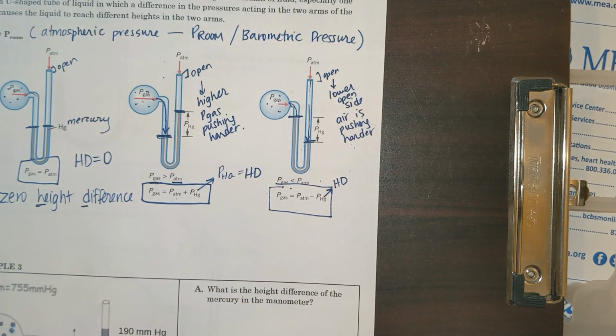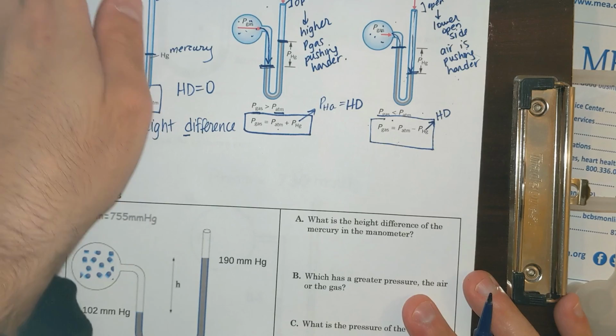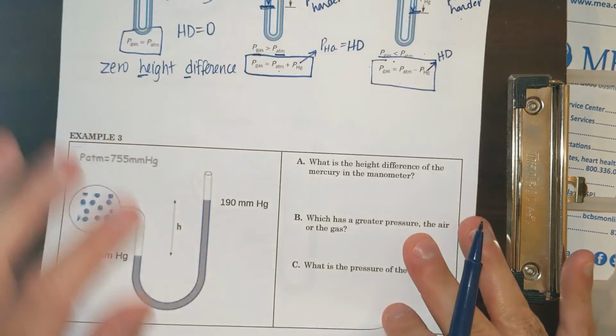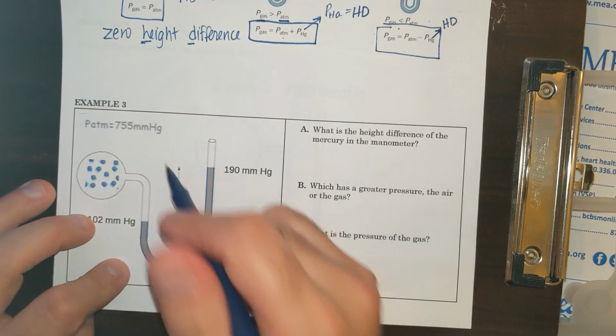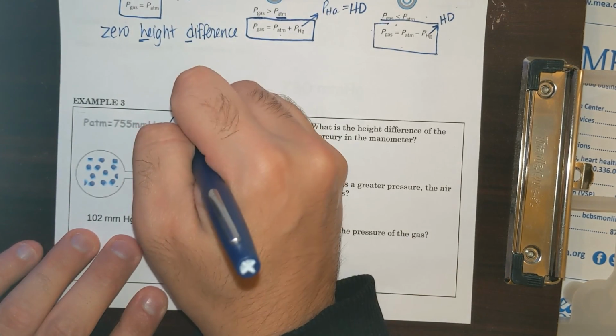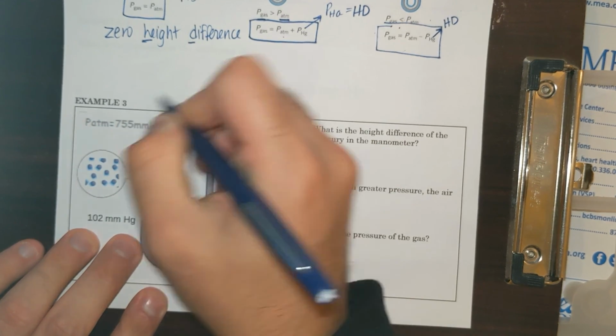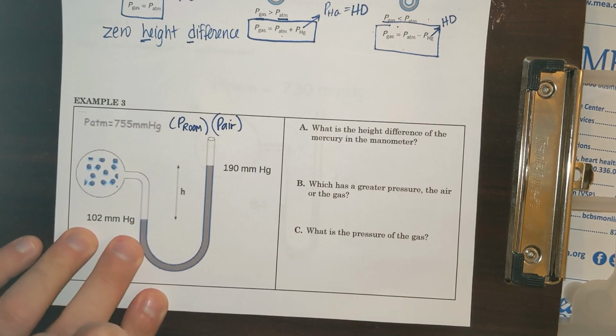Okay, and so now let's do a couple of examples where I use these 3 things, because that might not make sense until you actually see it. So here's example 3, and this is for the rest of the unit notes. The pressure of the room, or the atmospheric pressure, or the pressure of air, is going to be equal to 755 millimeters of mercury.